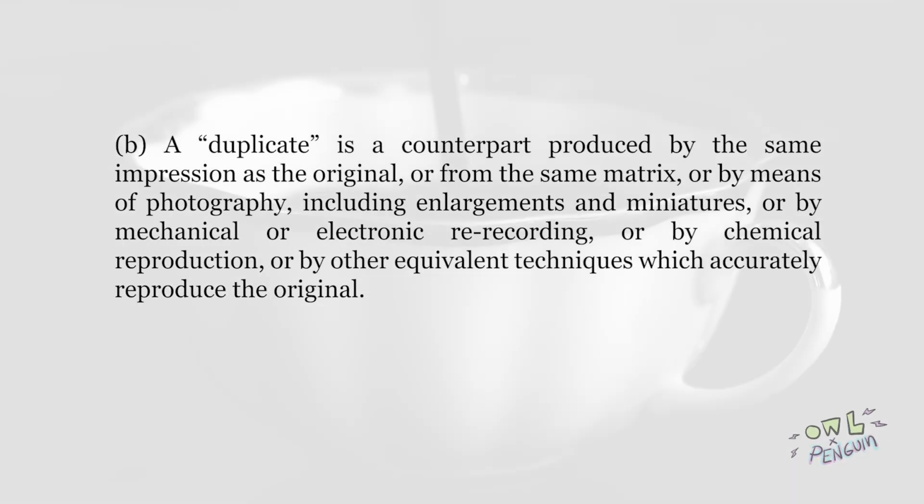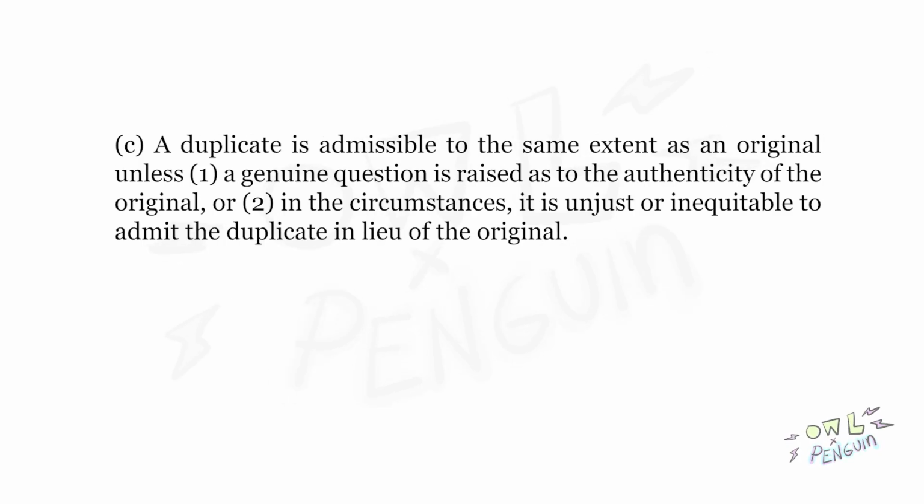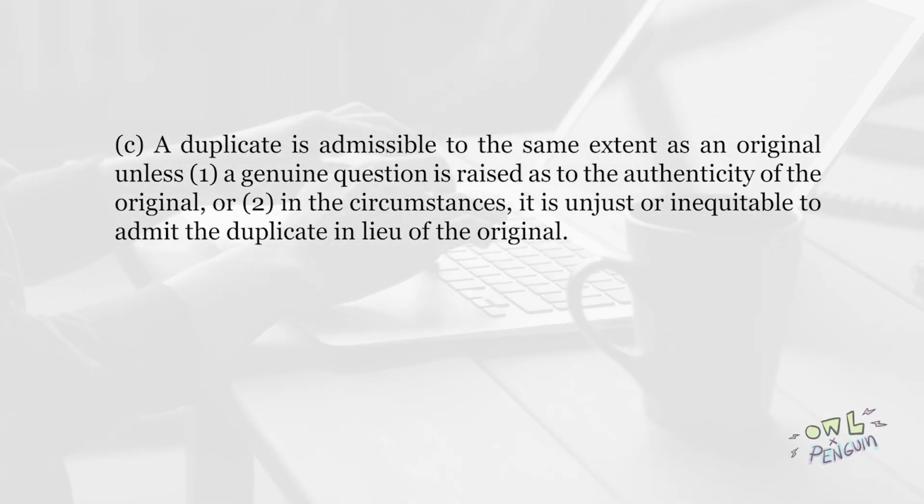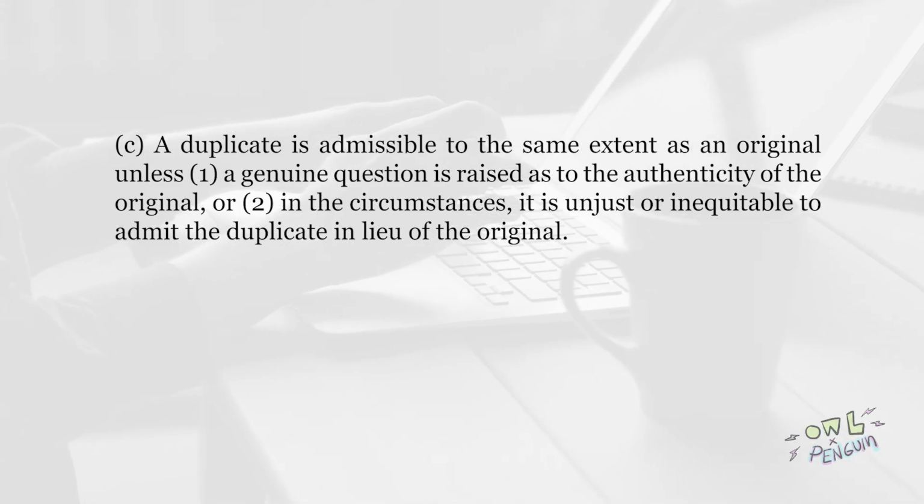B. A duplicate is a counterpart produced by the same impression as the original, or from the same matrix, or by means of photography, including enlargements and miniatures, or by mechanical or electronic re-recording, or by chemical reproduction, or by other equivalent techniques which accurately reproduce the original. C. A duplicate is admissible to the same extent as an original unless 1. A genuine question is raised as to the authenticity of the original, or 2. In the circumstances, it is unjust or inequitable to admit the duplicate in lieu of the original.